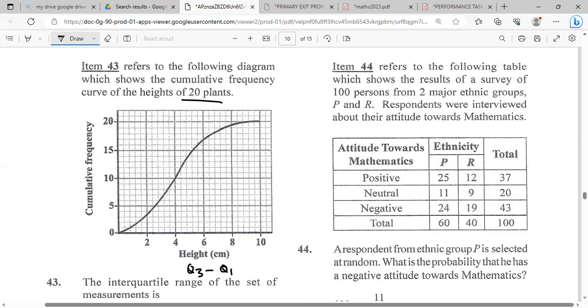Item 44 refers to the following table, which shows the result of a survey of 100 persons from 2 major ethnic groups, P and R. Respondents were interviewed about the attitude towards mathematics. All right. If a respondent from the ethnic group P is selected at random, what is the probability that he has a negative attitude towards mathematics? So P are negative, so that's 24 out of 60.